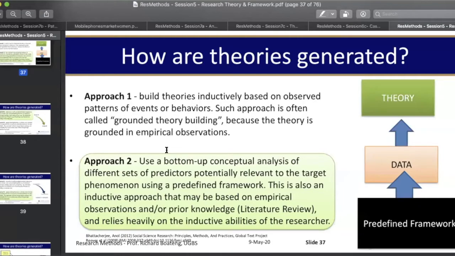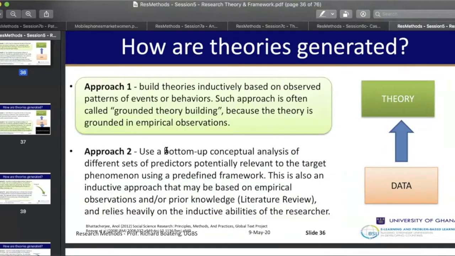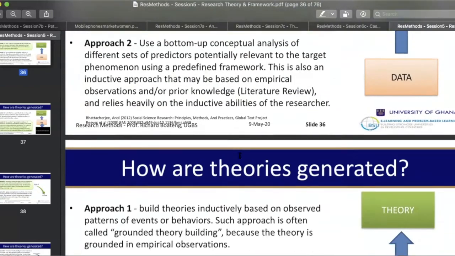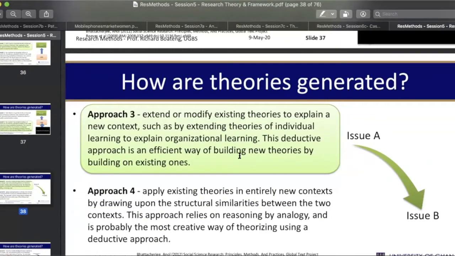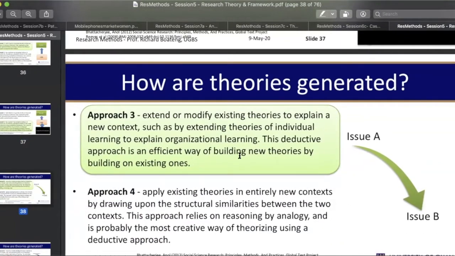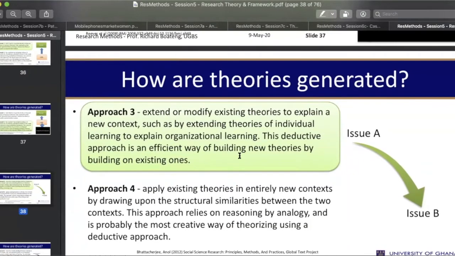We said that theories are formulated in two general ways. One, from the data: either you are picking the theory by looking into the data for relationships and observing them, or you use a predefined framework to look at the data. You can use a framework to look at the data and still look for relationships, or you can test an existing theory by seeking to test it and modify it to study other issues. So you take an existing theory and apply it to different contexts.